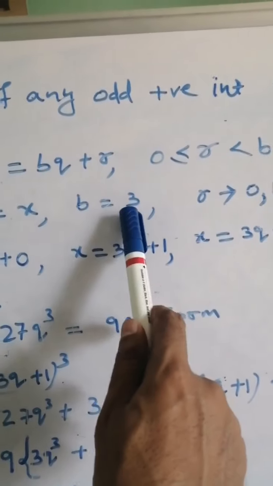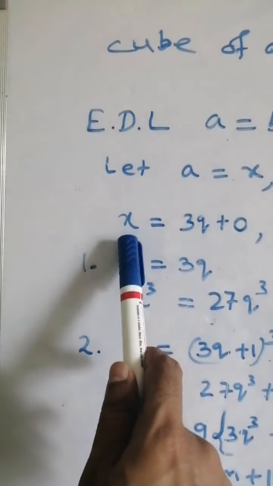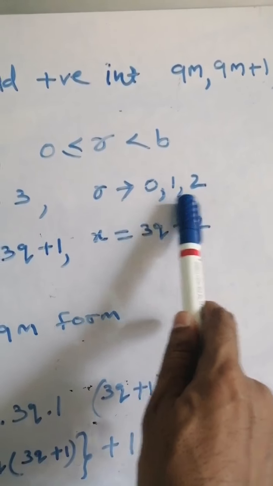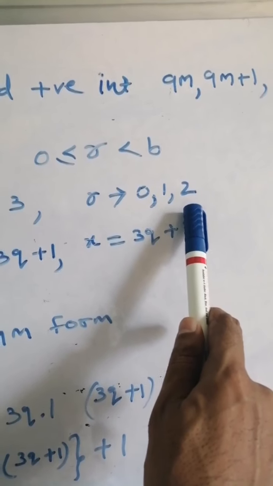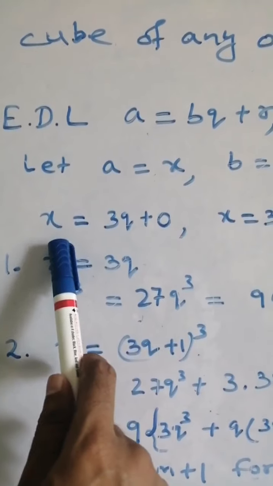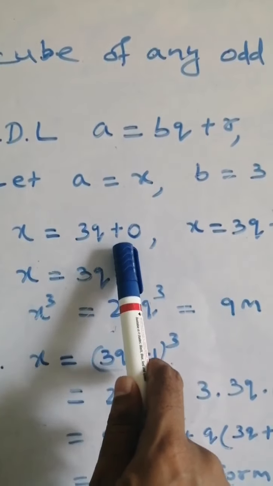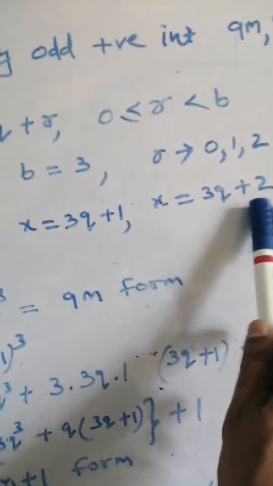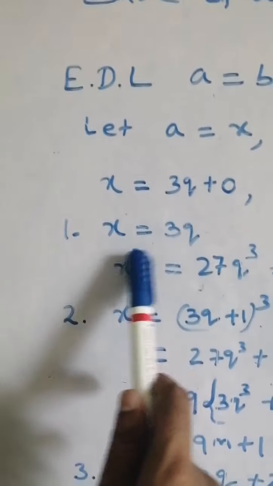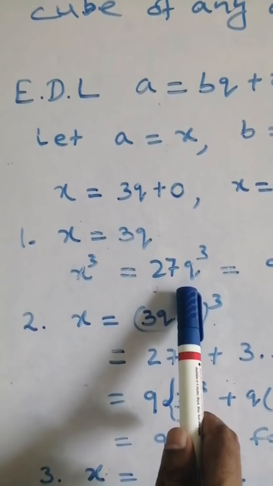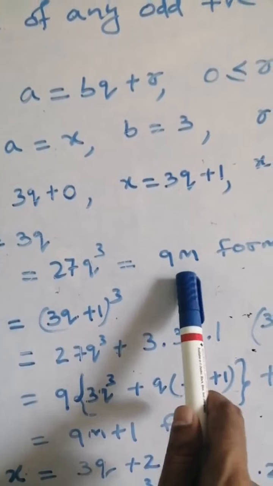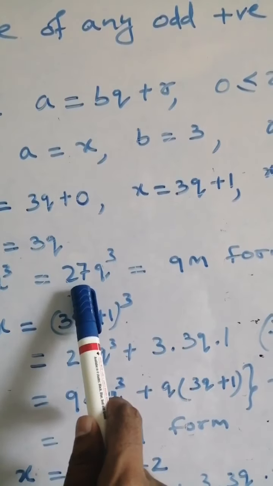So take B is equal to 3. Remainder 0 is one case, remainder 1 is the second case, remainder 2 is the next case. That is, x is equal to 3q plus 0, or x is equal to 3q plus 1, or x is equal to 3q plus 2. Case 1: when x is equal to 3q, x cube is equal to 27 q cube, that is 9 into something. We can write 9 into 3 q cube, that is of the form 9m.